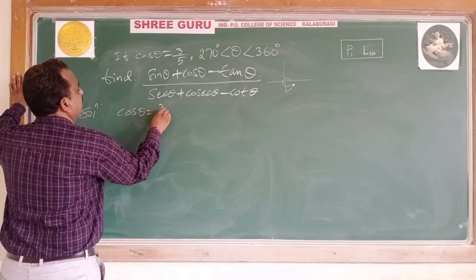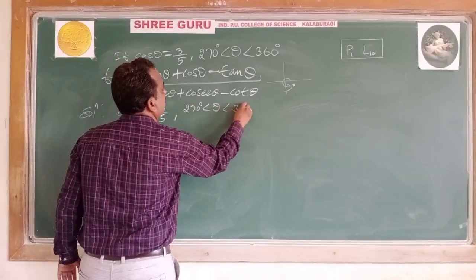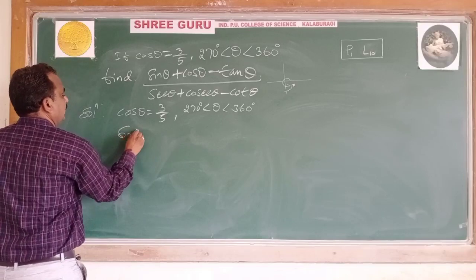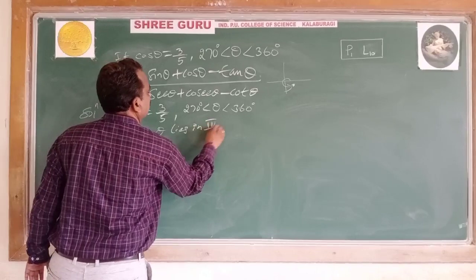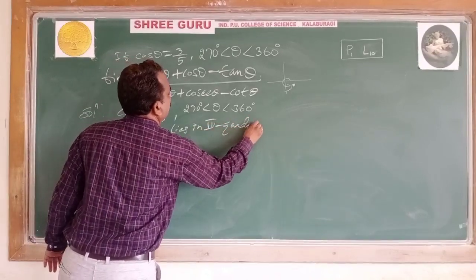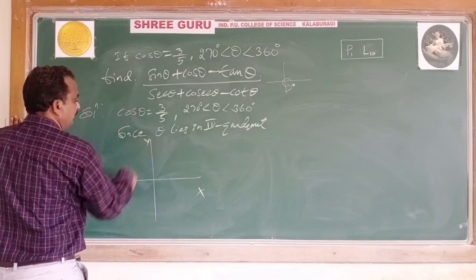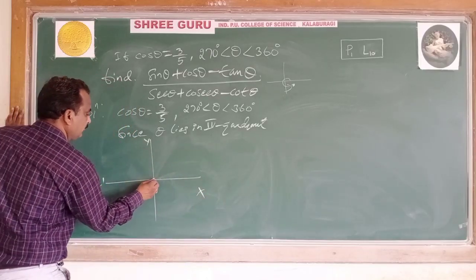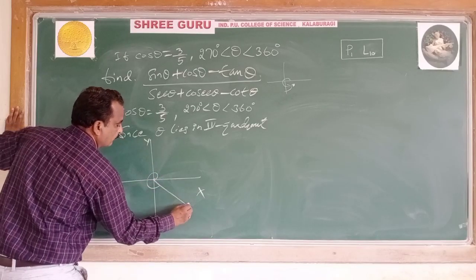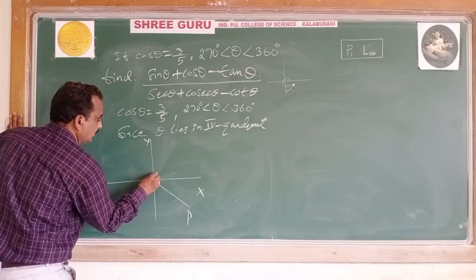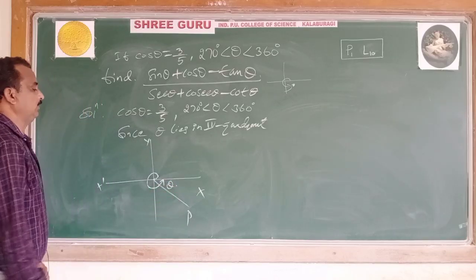Since cos theta is 3 by 5 and theta lies between 270 degrees to 360 degrees, theta lies in the fourth quadrant. You should write which quadrant it lies in. Let us take the geometrical diagram. Theta is in the fourth quadrant. Let us take the terminal side of the angle here.